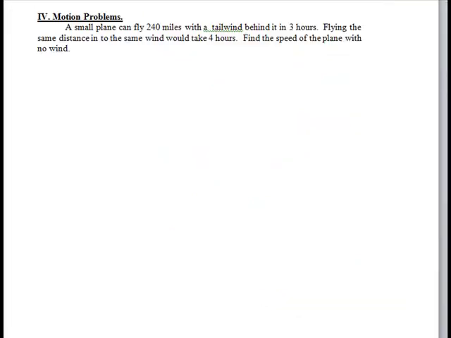The next type of application problem is what's called a motion problem or a distance formula problem. Here, something's moving at a particular speed or rate for a certain amount of time. It's going to travel a certain distance. So you have to know the distance formula in order to do a problem like this. D is equal to rate times time.